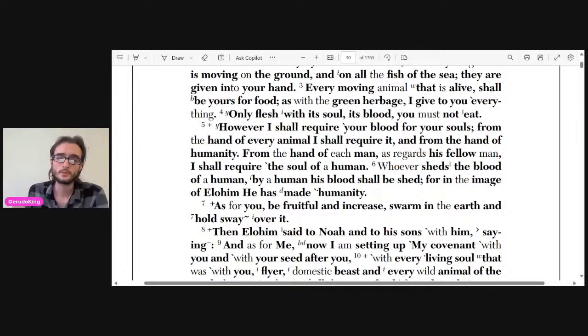Whoever sheds the blood of a human, by a human his blood shall be shed, for in the image of Elohim he has made humanity. As for you, be fruitful and increase, swarm in the earth, and hold sway over it.